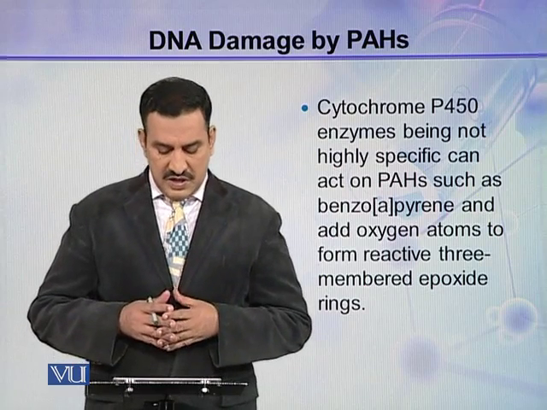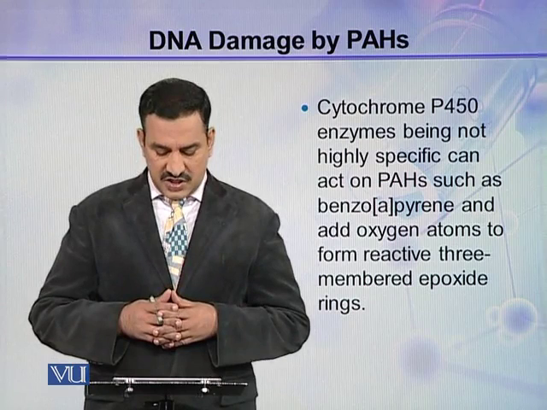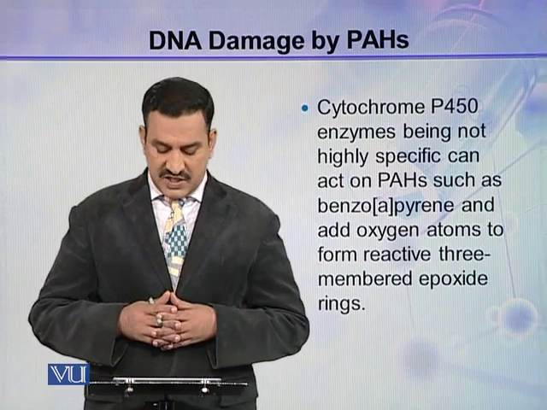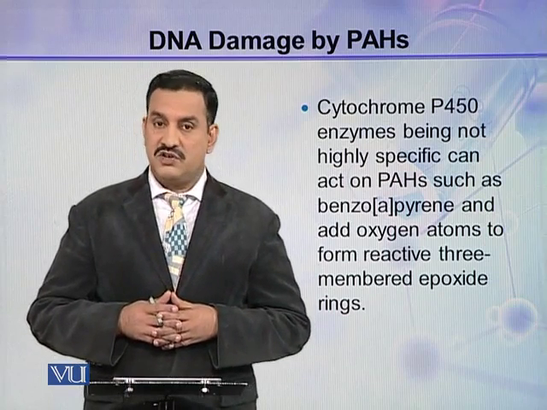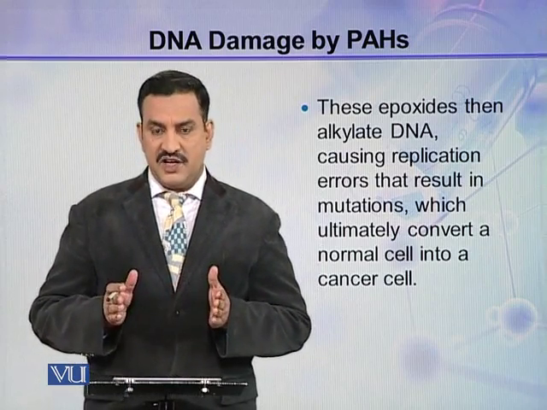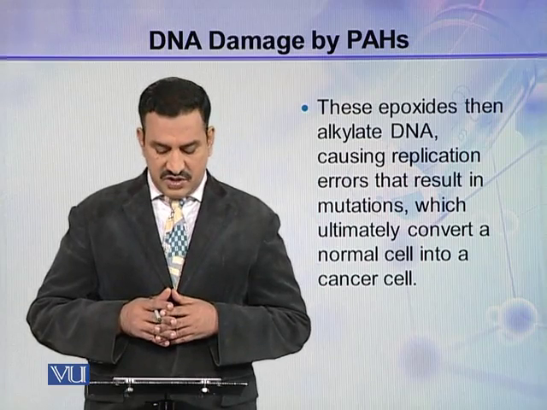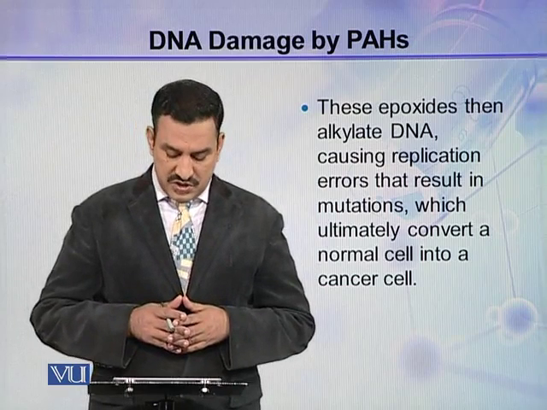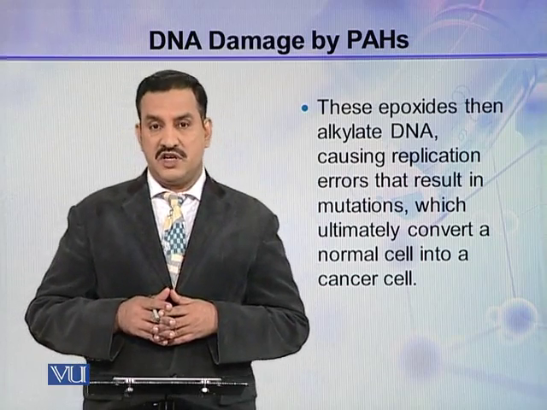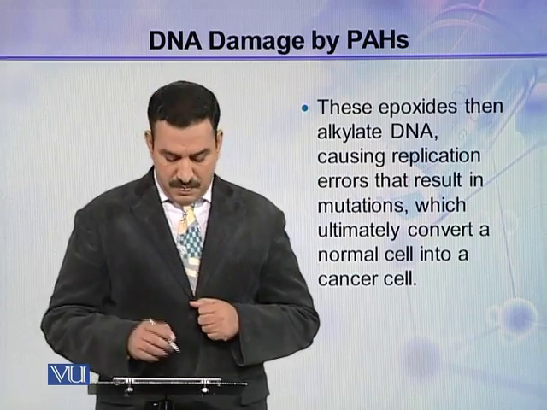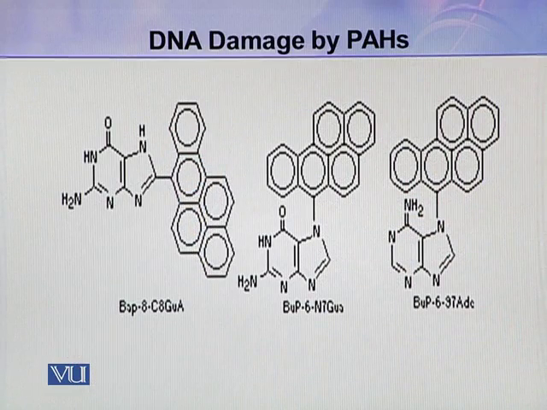In the same way, they act on PAH such as benzo[a]pyrene and add oxygen atoms to form reactive three-membered epoxide rings. These epoxides then alkylate DNA, causing replication errors that result in mutations. Due to these mutations, the normal cells ultimately convert into cancer cells. Here are some examples of DNA damage by PAH.